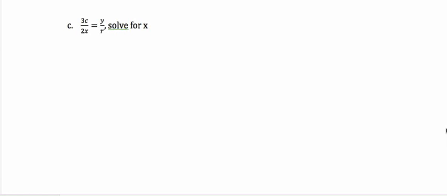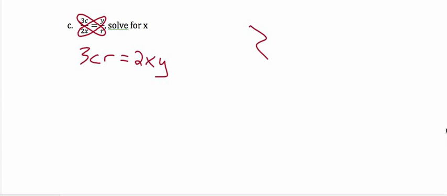What I learned is that if you want to get rid of 2 fractions at the same time, you can change this from a division problem, which is what it is now, into a multiplication problem by multiplying your diagonals together. You're taking what's called your cross products and setting those equal to each other. So 3c times r equals 2x times y. You can do that anytime you have a fraction equal to a fraction.